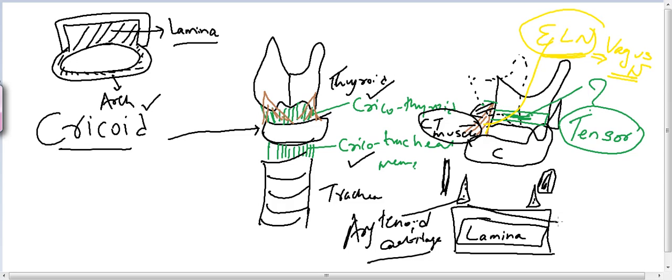There is one joint here. It's called the cricoarytenoid joint. It's a synovial joint. Cricoarytenoid joint. From the posterior aspect of this lamina of cricoid cartilage towards the arytenoid, there is one muscle. It's called the posterior cricoarytenoid muscle because it's beginning from the posterior aspect.